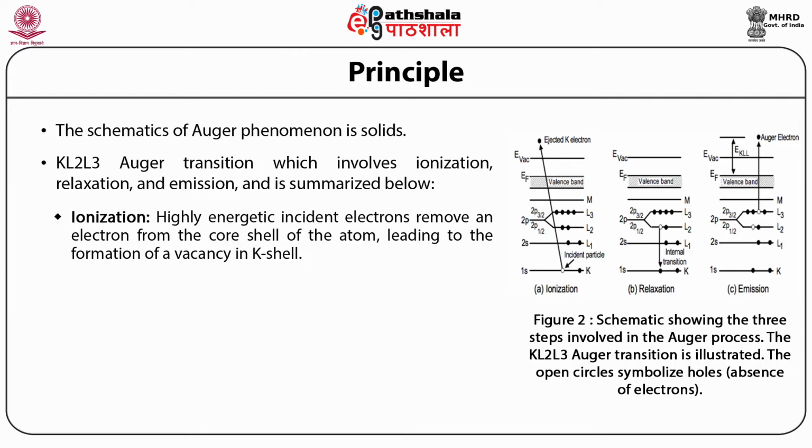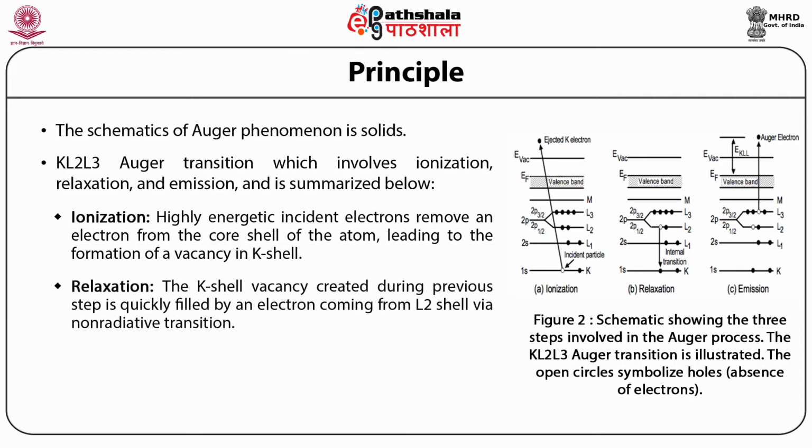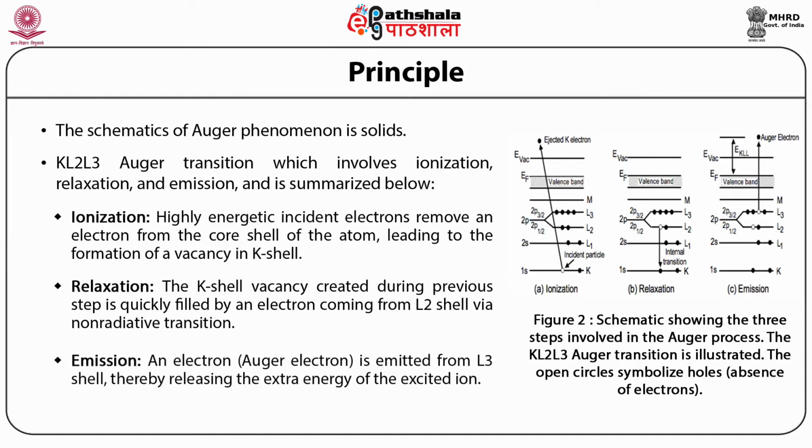Thus, an electronically excited ion is produced. B. Relaxation: the K shell vacancy created during the previous step is quickly filled by an electron coming from the L2 shell via a non-radiative transition. C. An electron is emitted from the L3 shell, thereby releasing the extra energy of the excited ion.